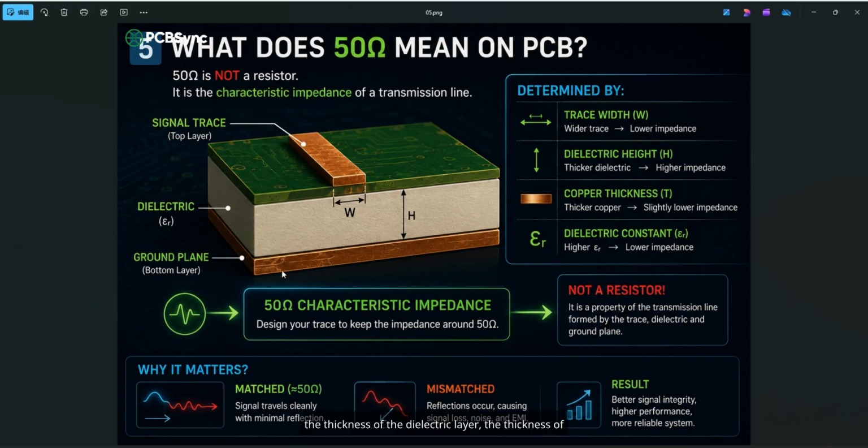the thickness of the dielectric layer, the thickness of the copper foil, and the dielectric constant of the PCB material itself. These parameters together determine the final impedance of the transmission line. So when a PCB manufacturer tells you that this is a 50 ohm impedance controlled trace, what it really means is that the entire transmission path has been designed to be 50 ohms so that signals can be transmitted stably, reflections are avoided, and system performance is ensured.